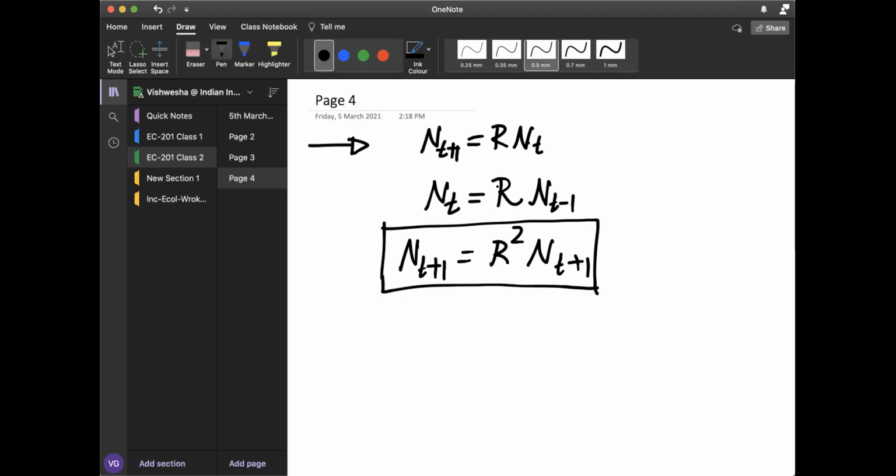And how did I get this? Basically, what I have done is, in this equation, I have replaced NT by this expression in the second line. Okay, say this is A, this is B.